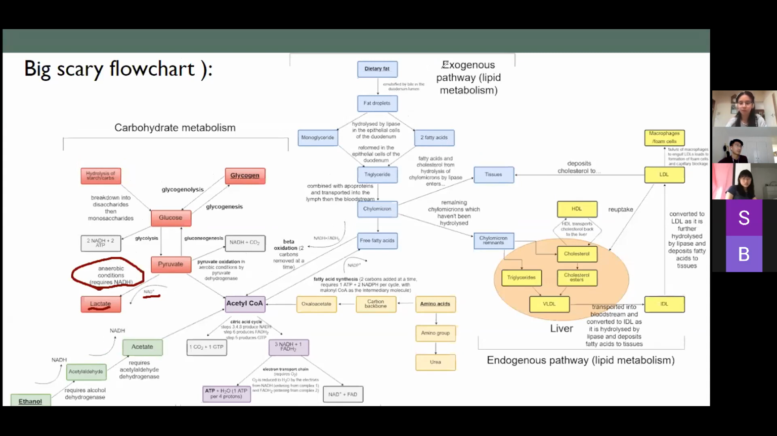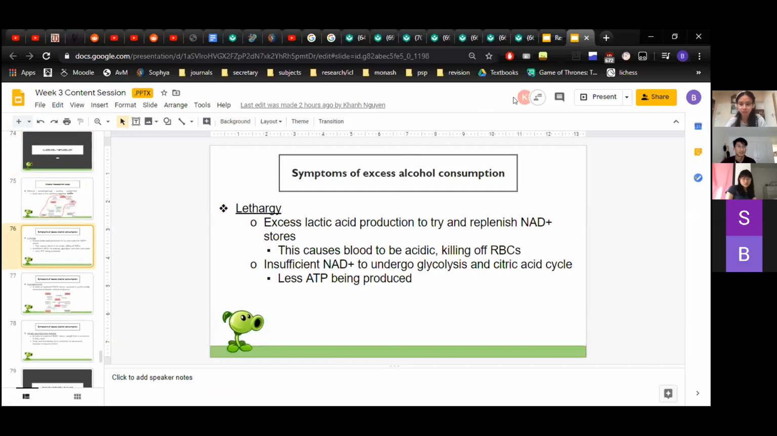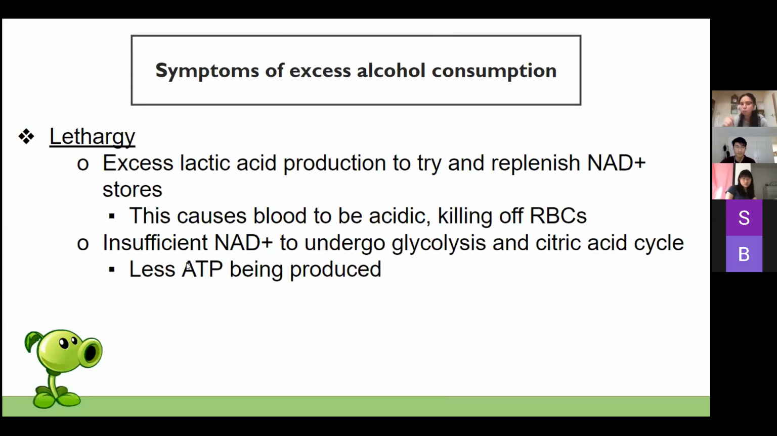And that's going to kill off our red blood cells because if it's too acidic, our red blood cells don't really like that. So that's going to reduce the ability of our blood to carry oxygen to our tissues, and then that means you get tired. Yeah, so that's one reason. The second reason is because, as I said before, you don't have enough NAD plus to undergo the citric acid cycle, so converting acetyl-CoA to NADH and FADH2, you get less ATP. And that's the other reason you feel tired.